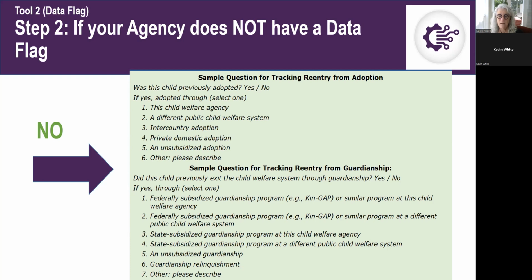If yes, there are 7 options for the type of guardianship, including federally subsidized guardianship program like KinGAP or similar program at this child welfare agency. Federally subsidized guardianship program like KinGAP or similar program at a different public child welfare system. State subsidized guardianship program at this child welfare agency. State subsidized guardianship program at a different public child welfare system. An unsubsidized guardianship, guardianship relinquishment, or other where you can specify the type. Next.